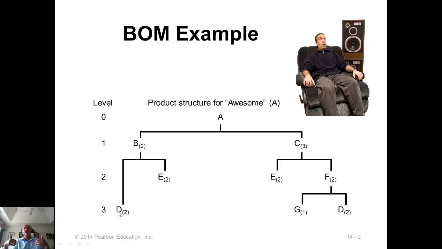So this is called the low level coding. The lowest level at which a given item appears, that's the level at which all other instances of the same item appearing must be brought down to.